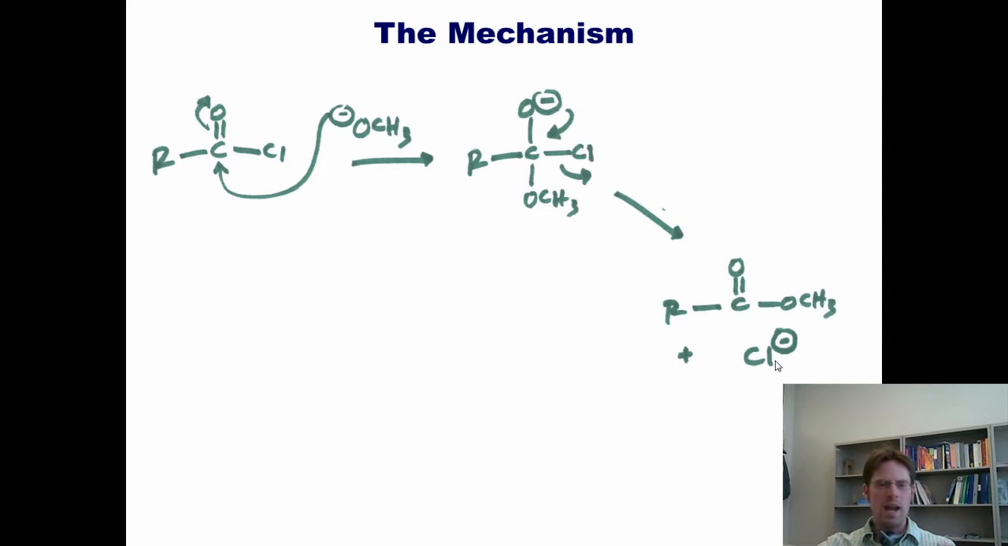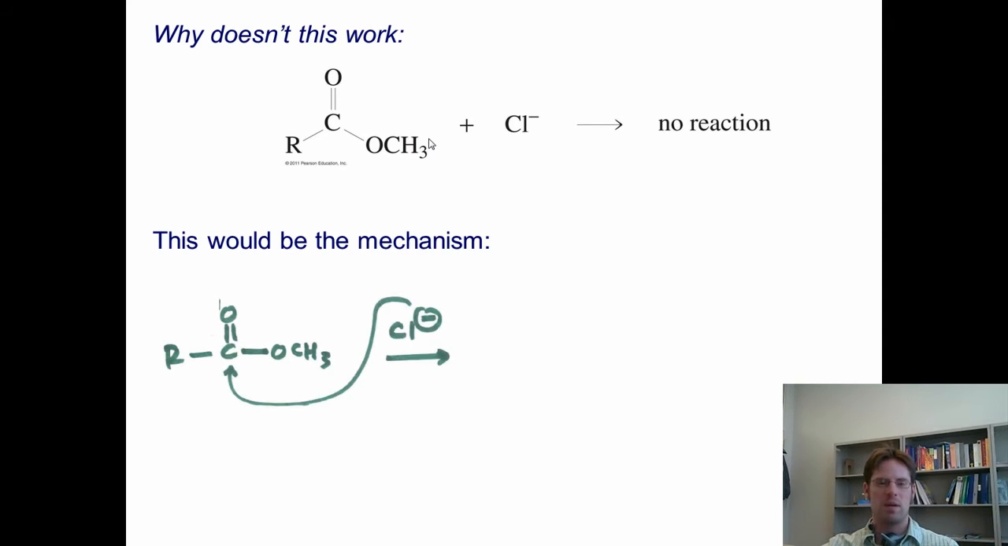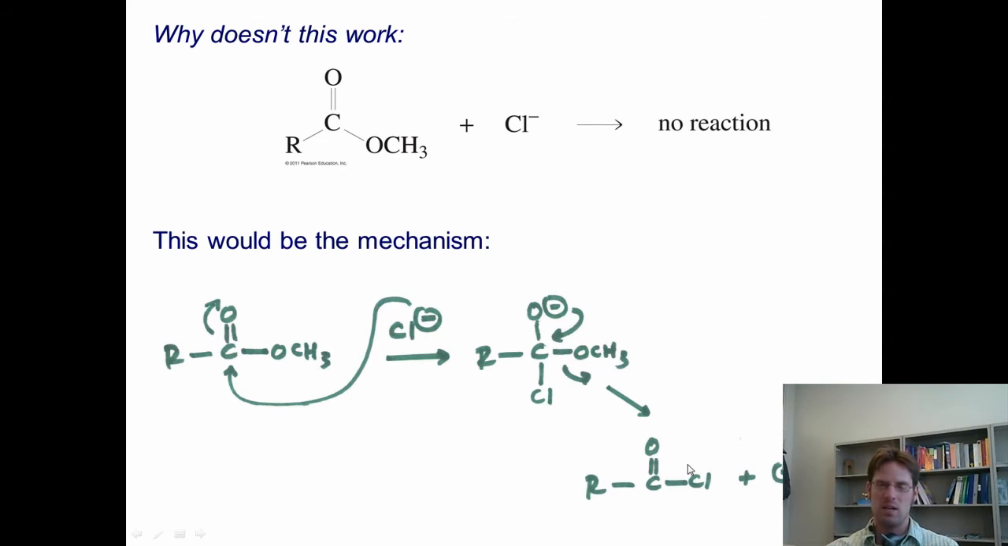So I asked you earlier, why can't you do the reverse? That is, why can't I take a chloride and displace an OCH3 with it? This would be the mechanism of that reaction. If I started with my methyl ester and had my chloride nucleophile come into the carbonyl carbon, the electrons would then go up onto that oxygen, generating this tetrahedral intermediate. The O- then comes down, closes to form a double bond here, kicking off the OCH3. That would then give my theoretical acid chloride product. So I'm telling you that this reaction does not occur.